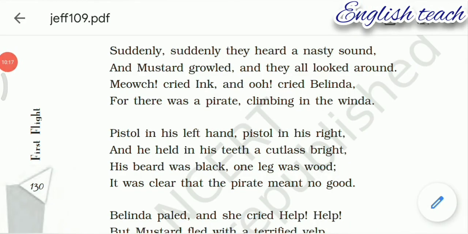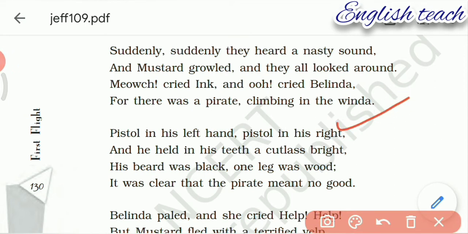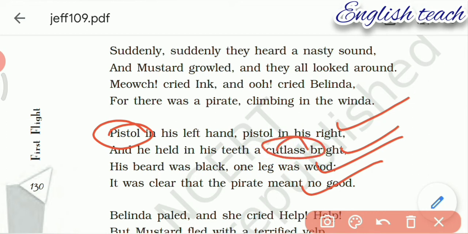8th paragraph. Pistol in his left hand, pistol in his right, and he held in his teeth a cutlass bright. His beard was black, one leg was wood. It was clear that the pirate meant no good. So there are 2 difficult words in this paragraph. Pistol. Pistol meaning is handgun. Cutlass. Cutlass meaning is a short sword with a curved blade.